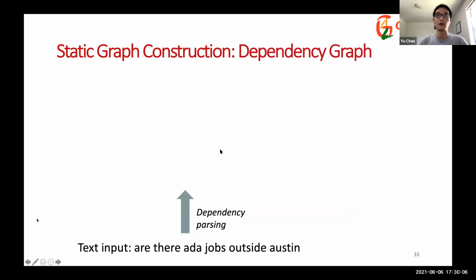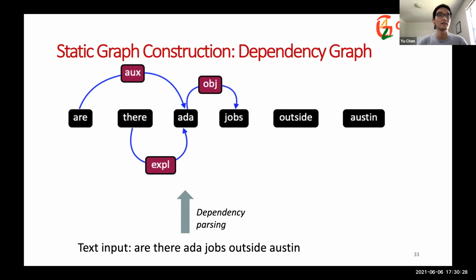Next, the first static graph construction approach we are going to introduce is the dependency graph. Dependency parsing is widely used to capture the dependency relations between different words in a sentence. For instance, given the sentence, "Are there other jobs outside Austin?", one can apply dependency parsing tools to convert it to a graph like this.